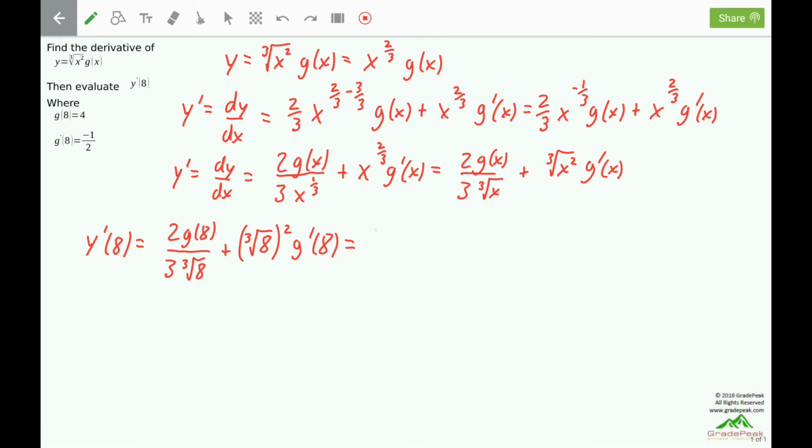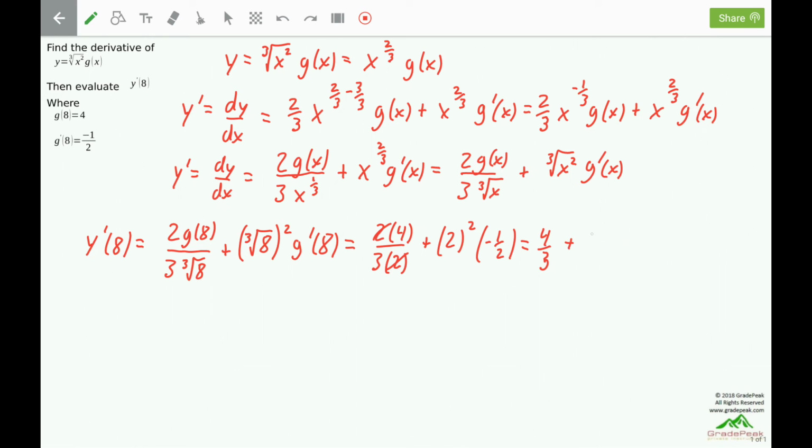G of 8 is a 4, so we will have 2 times 4 divided by 3 times the cubed root of 8, which is a 2. 2 times 2 times 2 does give us 8. Plus the cubed root of 8 again, which is a 2, quantity squared. And then g prime of 8, which is a negative 1/2. So in the first term, we can cancel a 2 down. We will have 4 over 3.